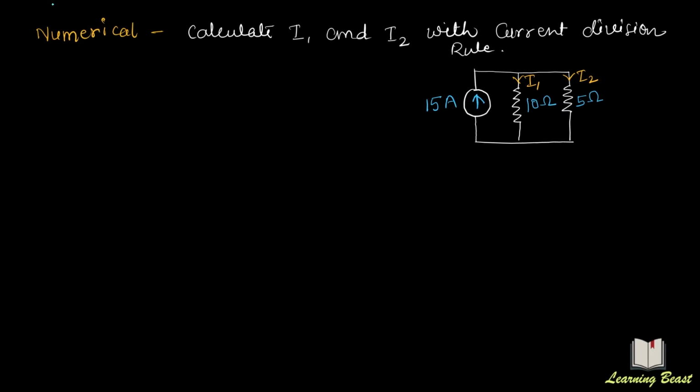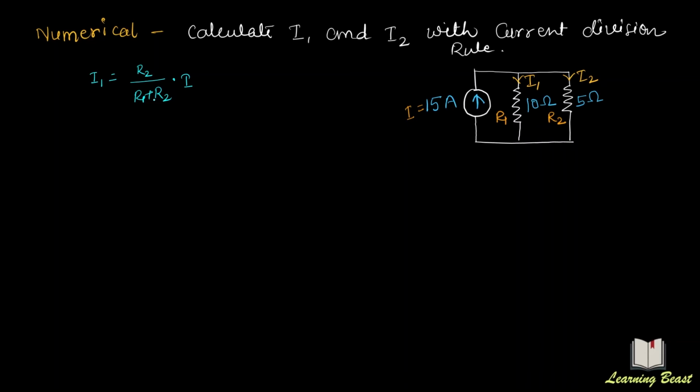So here we will suppose this is a resistor R1 and this is a resistor R2. Suppose this is the current I. Now we will apply the same formula which we have studied. So we have studied I1 is equal to R2 divided by R1 plus R2 into I.